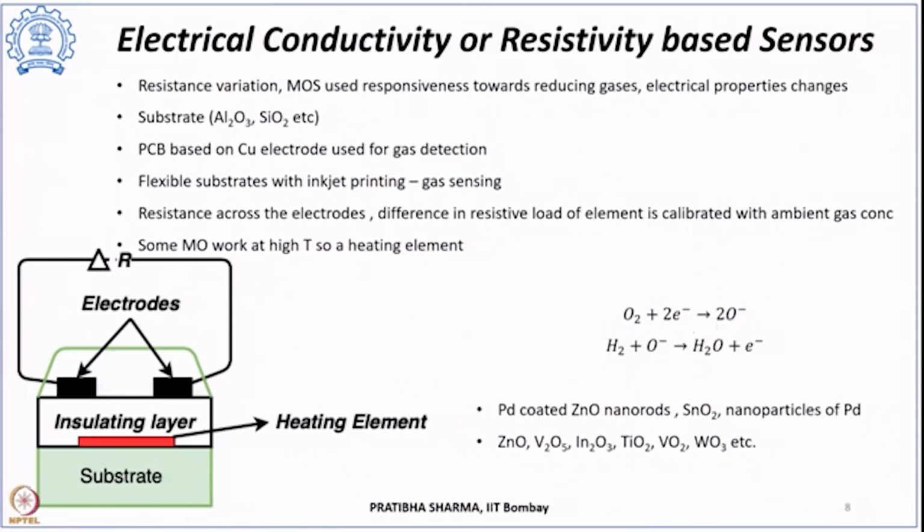Now in the presence of hydrogen, the oxygen which is adsorbed combines to form water, and then the electron is liberated. In that case the conductivity increases or the resistance decreases in n-type material, and the resistance increases in p-type material. Now a typical example of these resistivity based sensors is palladium coated on zinc oxide nanorods or tin oxide, or nanoparticles of palladium. The different oxides that can be used include zinc oxide, vanadium oxide, indium oxide, titanium oxide or tungsten oxide.